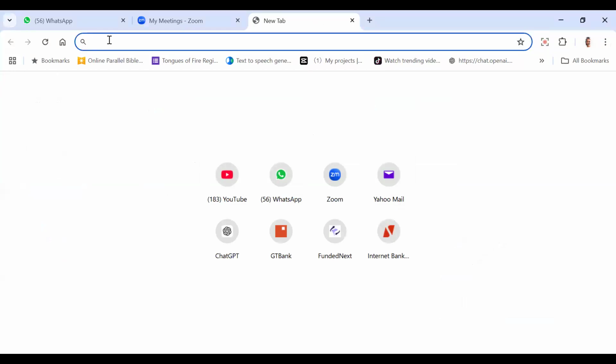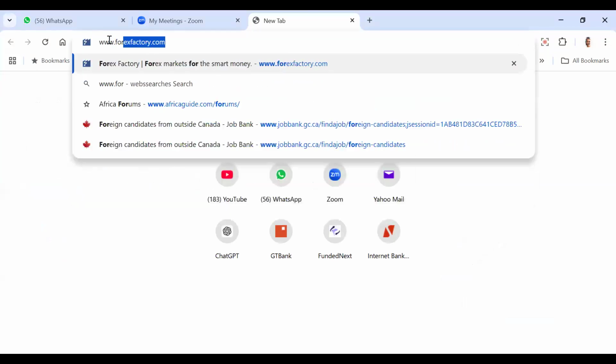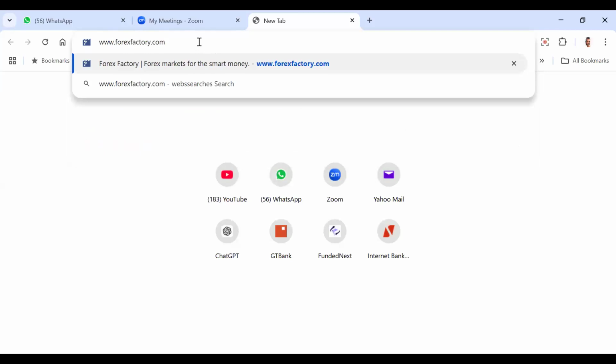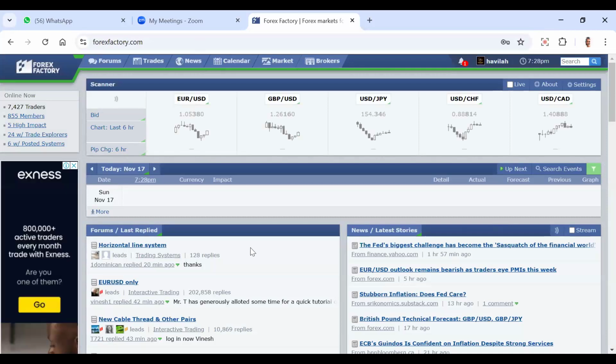So on Google, I'll type www. I'll type Forex Factory. Now I've typed it many times here, so you can see, it's just showing right on my browser. So I'll click enter, and the browser is up. Okay, thank you. I can see a lot of response. So you can see now, this is forexfactory.com. This is what the home page looks like.